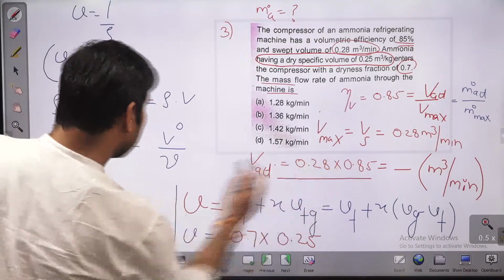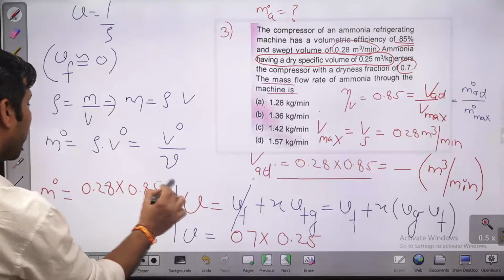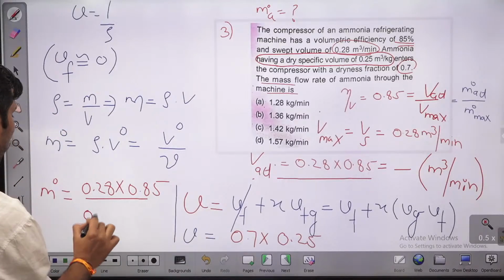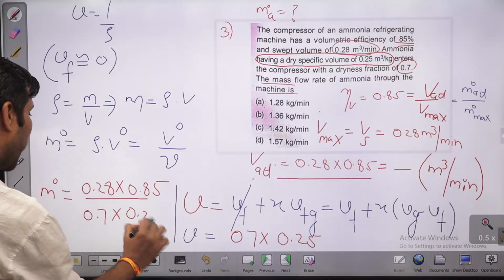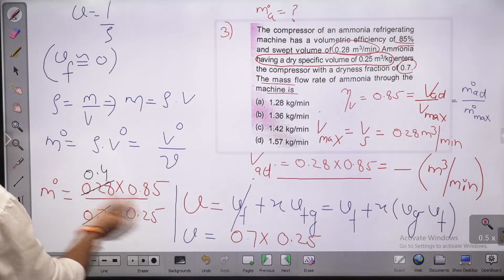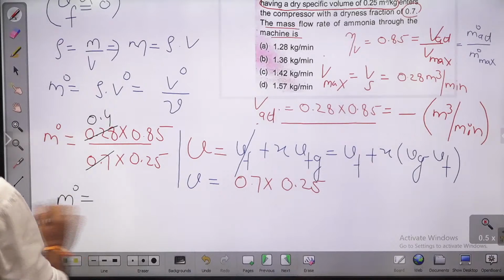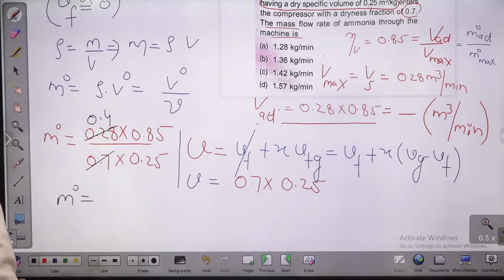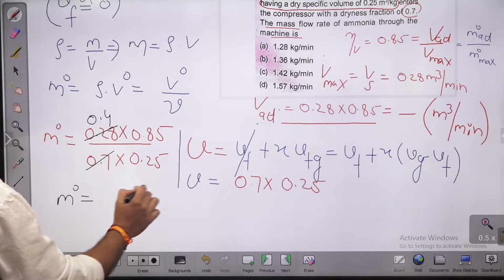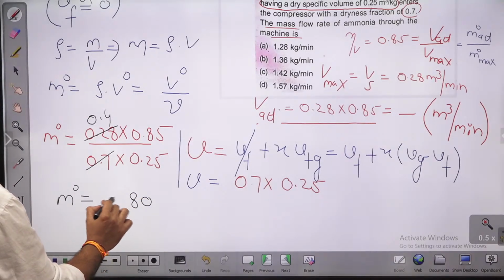What is volume flow rate, guys? 0.28 multiplied by 0.85 divided by specific volume 0.7 multiplied by 0.25. So you need to solve this, guys. If you solve this with 0.4, you will get the answer. So try to solve this so that you will get the mass flow rate. तो इसको solve करो बच्चों, you will get the answer. Okay, please try to solve this so that you will get the answer.